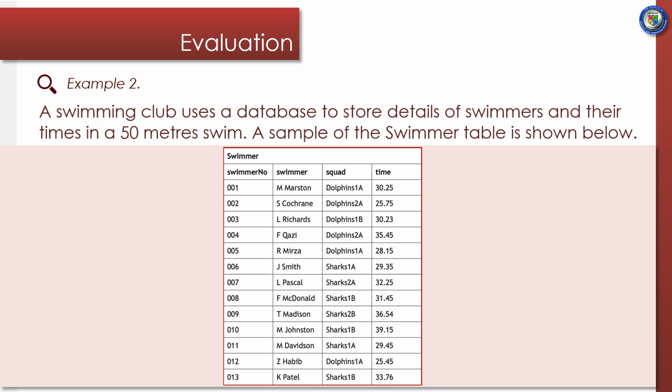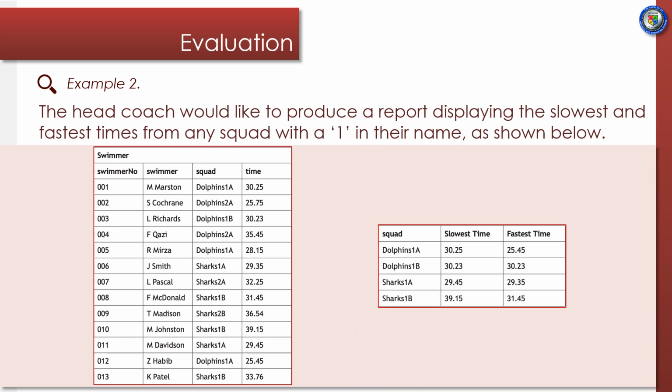In our second evaluation example, a swim club uses a database to store details of swimmers and their times in a 50 metre swim. A sample of the swimmer table is shown below. Again, we have a swimmer table. We have 4 entity attributes: swimmer number, swimmer, squad and time, and the corresponding data. Now, the head coach would like to produce a report displaying the slowest and fastest times from any squad with a 1 in their name, as shown below. So we can see the results of what we are looking for out there.